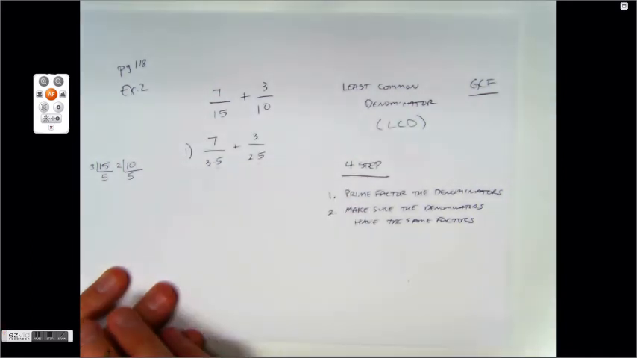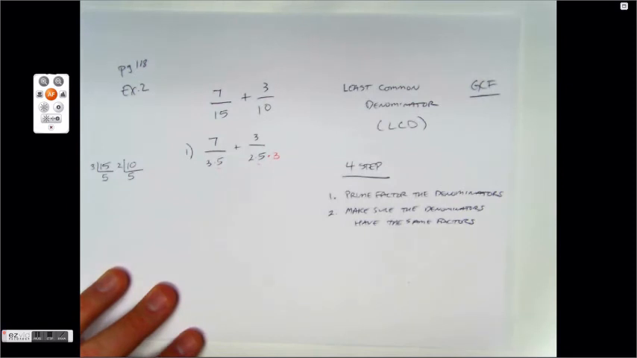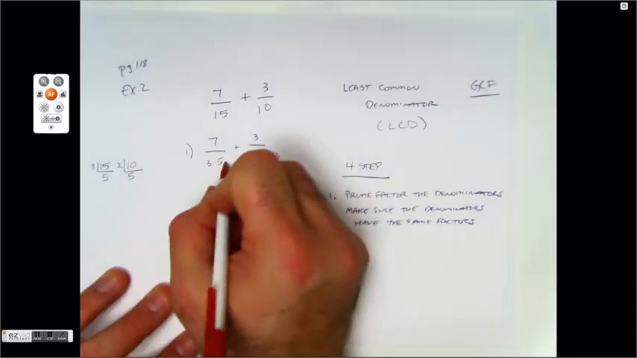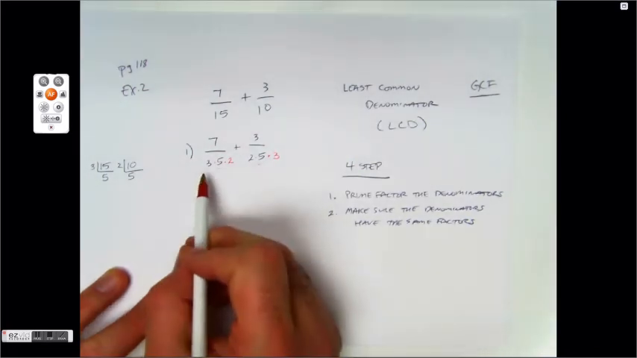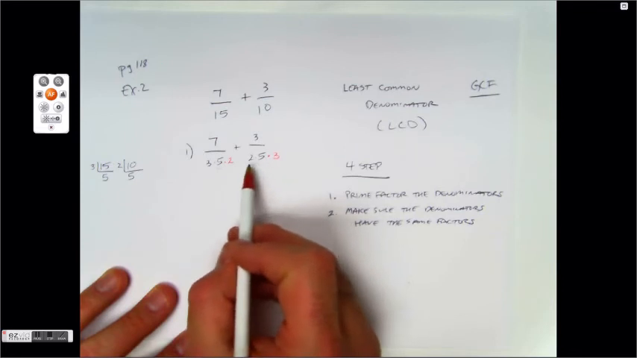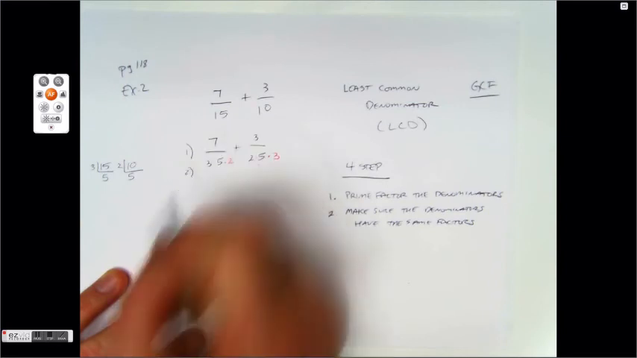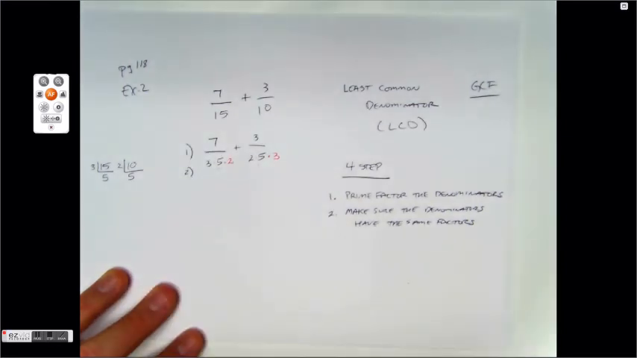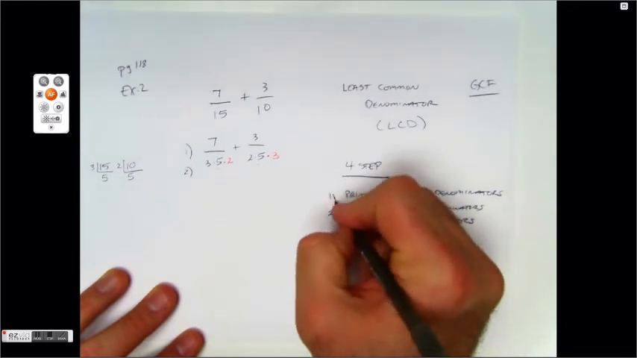this one has a 3 and a 5, this one has a 2 and a 5, so they have a 5 in common, that's okay. This one has a 3, this one doesn't, so I need to give it a 3. This one has a 2, this one doesn't, so I need to give it a 2. So notice I'm putting them in red so you can see what I added. So now look, this one has a 3, a 5, and a 2. This one also has a 3, a 5, and a 2. So the second step there is make sure their denominators are the same.